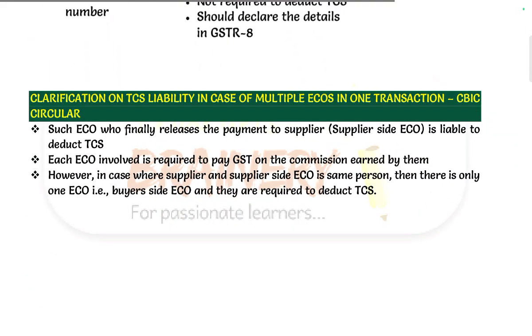Classification of TCS suppliers in case of multiple e-commerce operators in one transaction: CBIC clarifies that the e-commerce operator who finally releases the payment to the supplier, the supplier-side e-commerce operator, is liable to deduct TCS. The e-commerce operator involved is liable to GST on the commission earned by them. However, in case the supplier and the supplier-side e-commerce operator are the same person, then no buyer-side e-commerce operator TCS is required to be deducted.